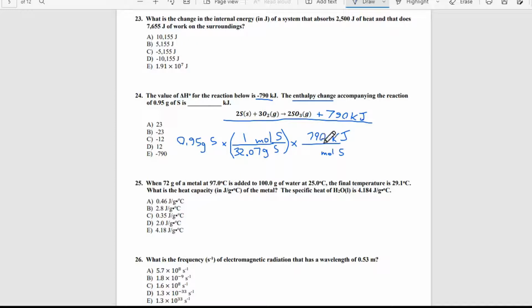Now, technically speaking, because this is an enthalpy change, even though I know that this is 790 kilojoules of heat that would be released, I'm actually looking for the enthalpy change. So I'm going to use the -790 here. So -790 for how many moles of sulfur? 2. And then I'll just go ahead and multiply everything on top and divide by the bottom, and I'll get my answer. And it should be something. Yeah, -23.